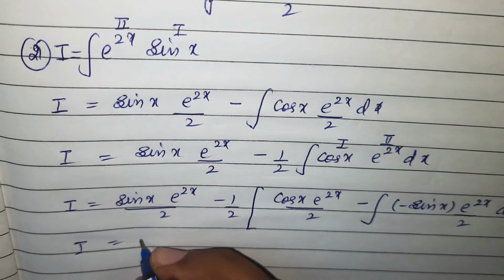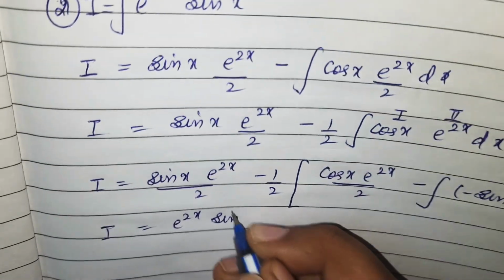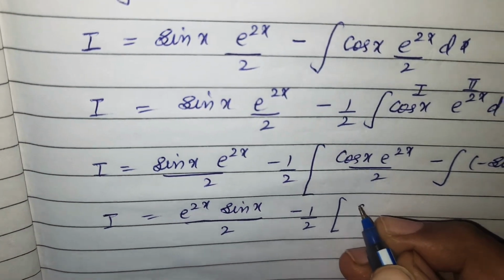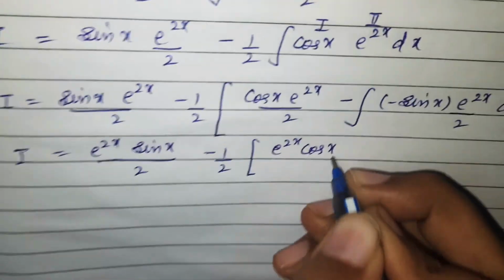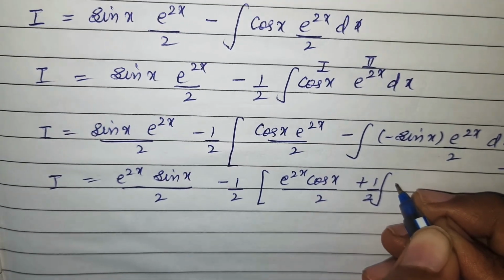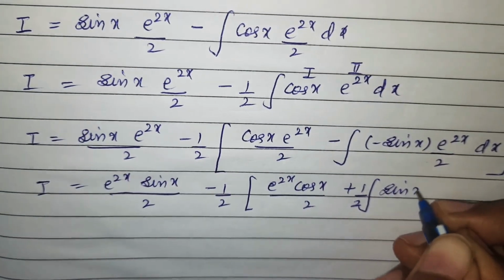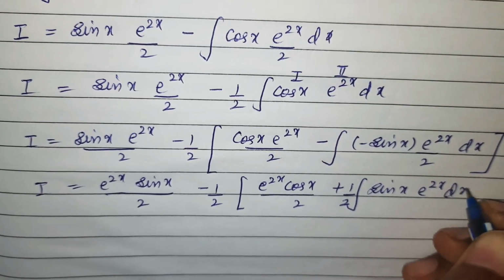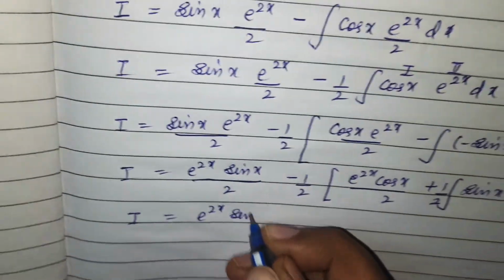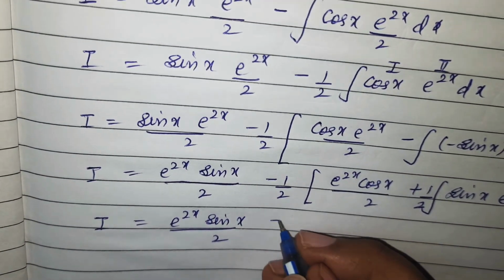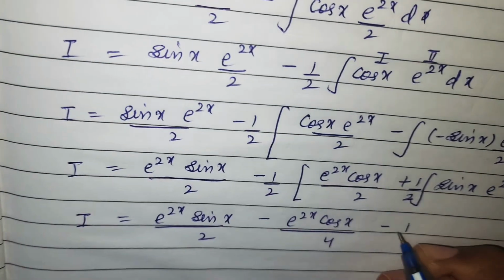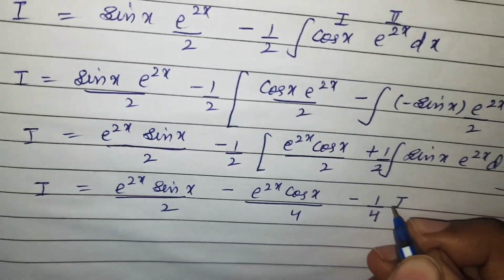So I am getting e raised to the power 2x sin x by 2, and this is minus 1 by 2. So I am getting e raised to the power 2x cos x by 2 plus 1 by 2 will be out, and this will become sin x. Now see, this is your same question. So what can I do? I is equivalent to e raised to the power 2x sin x by 2, and this will become e raised to the power 2x cos x by 4, and this is minus 1 by 4 I.